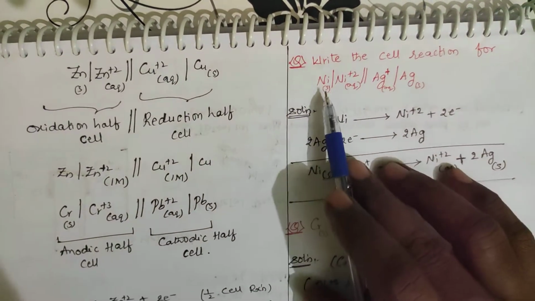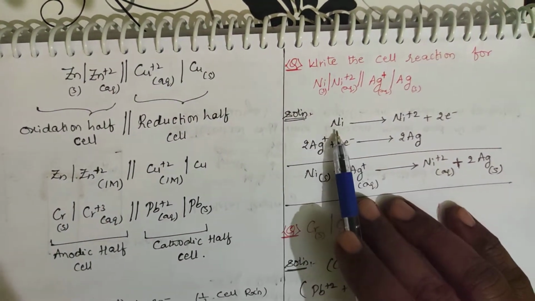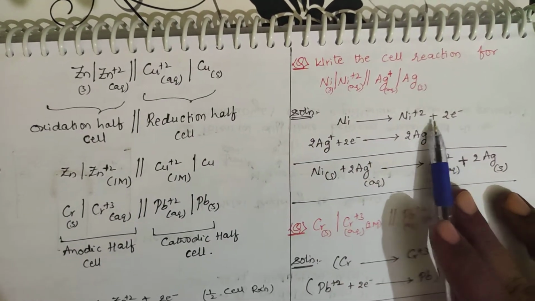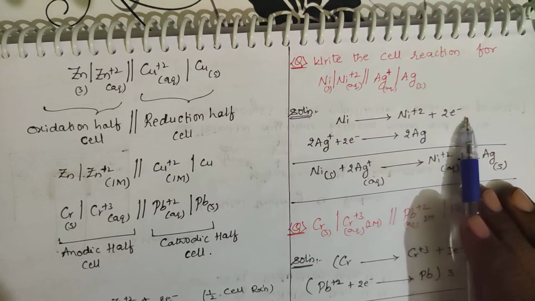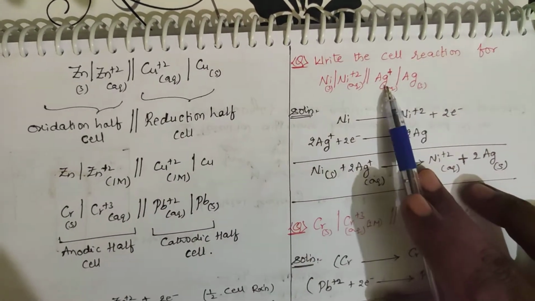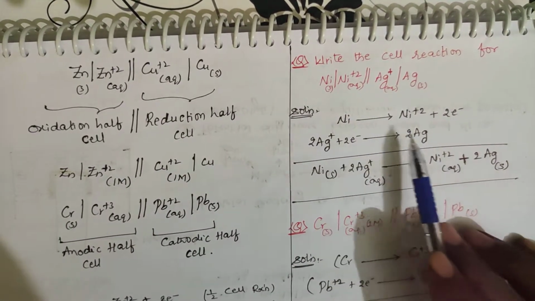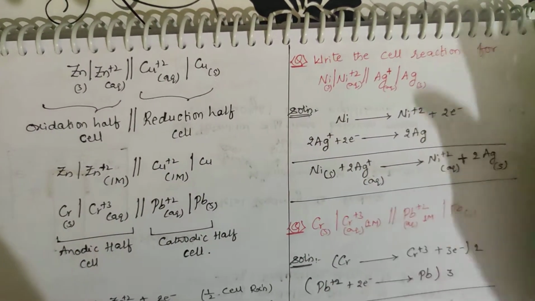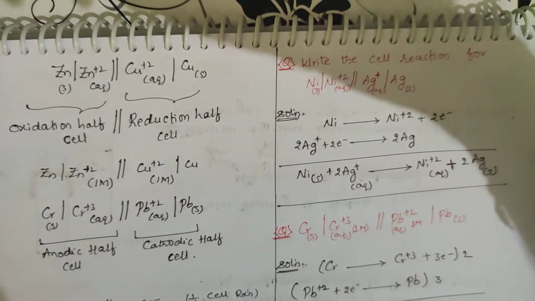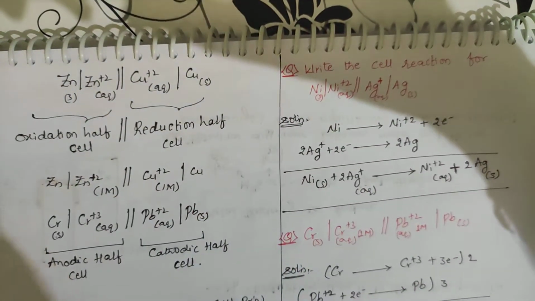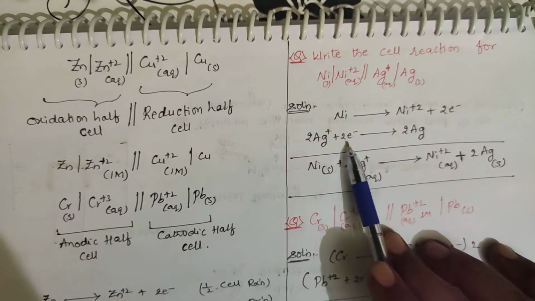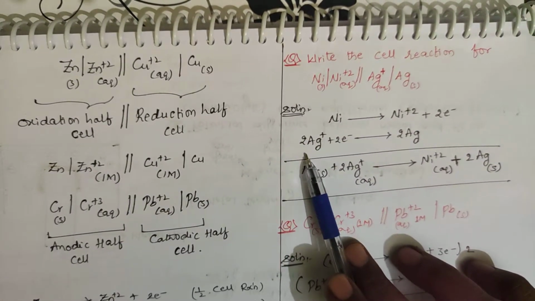I am solving this. See, nickel converted to nickel plus 2. I am taking the left side first. Nickel converted to nickel plus 2 means it has lost 2 electrons, so you are getting 2 electrons here: nickel plus 2 plus 2 electrons. On the right, Ag plus converted to Ag. See how many electrons are there? Only 1. So you should take 2 Ag plus, because the electrons should be cancelled. If you are having 2 electrons here, you should get 2 electrons here, and if you want 2 electrons here, you should take 2 Ag plus.